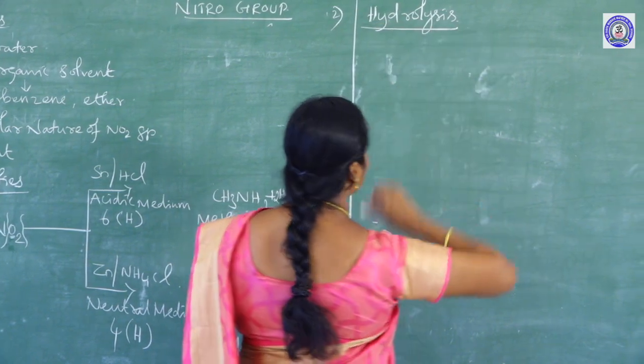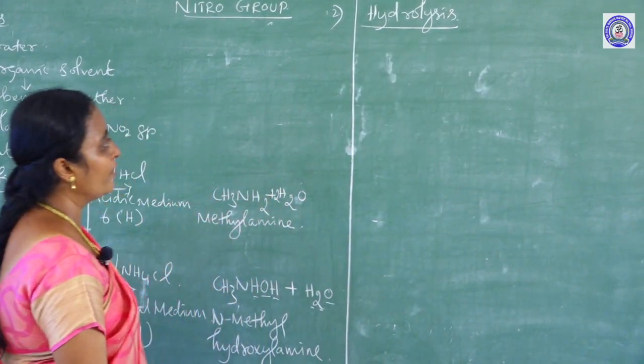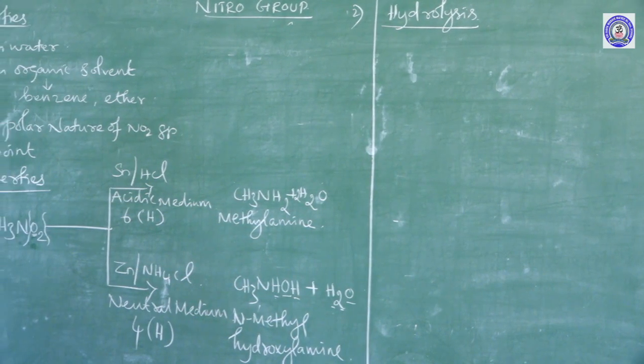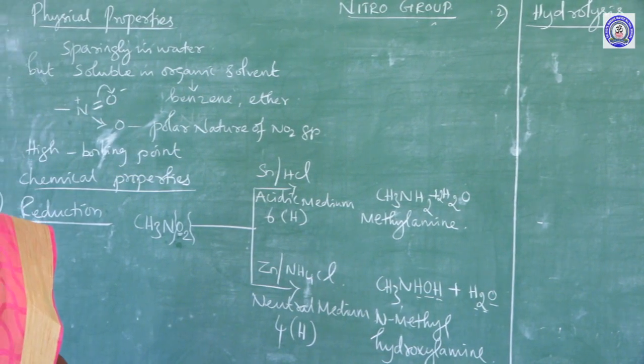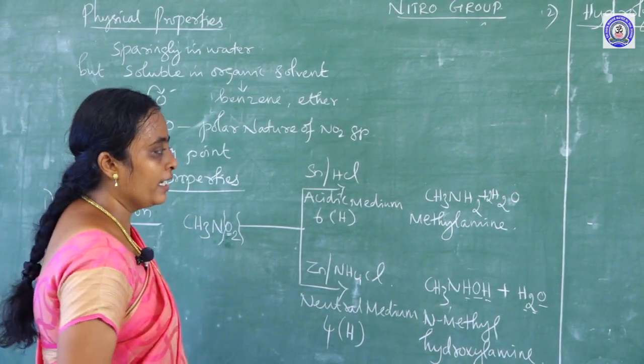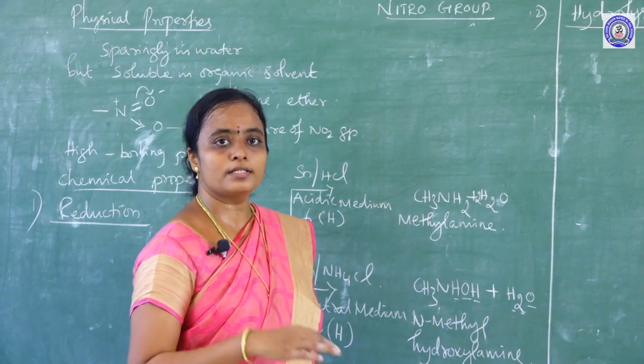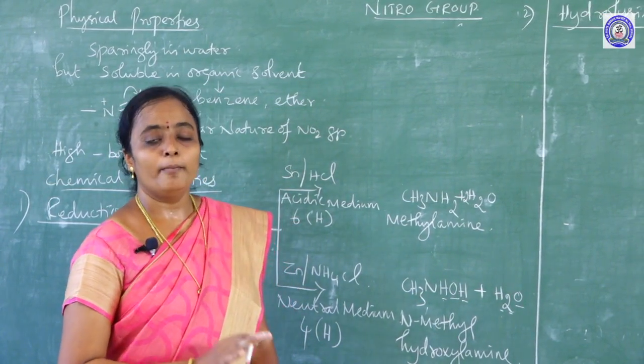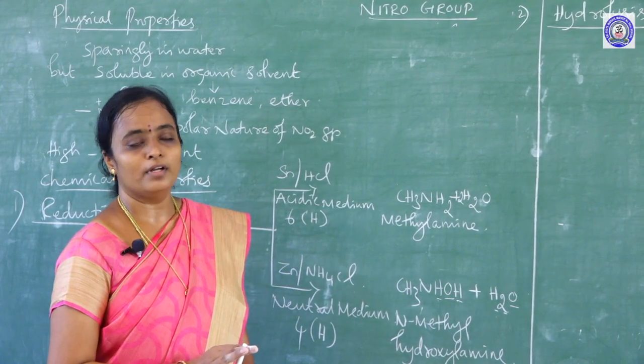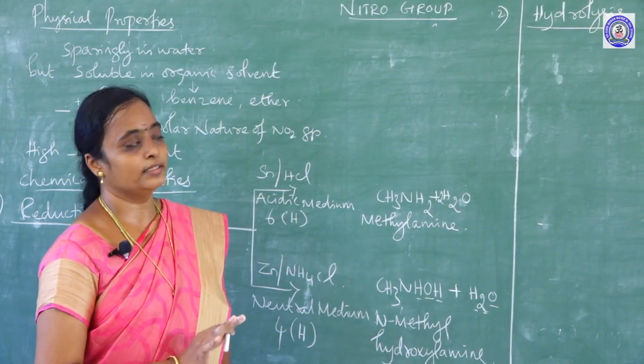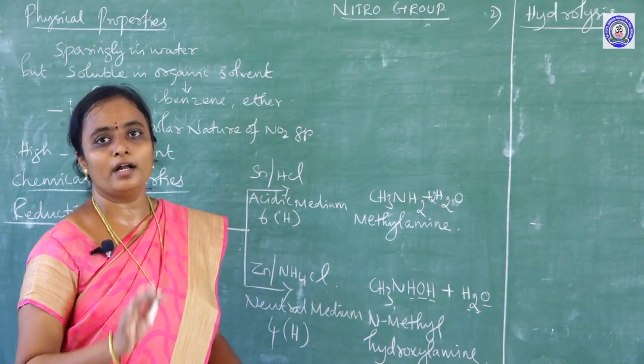Second method, hydrolysis. Generally, a primary nitro compound on hydrolysis gives an acid. A secondary nitro compound on hydrolysis gives a ketone. But for the tertiary compound, we are not using hydrolysis. That is not giving any product on hydrolysis.